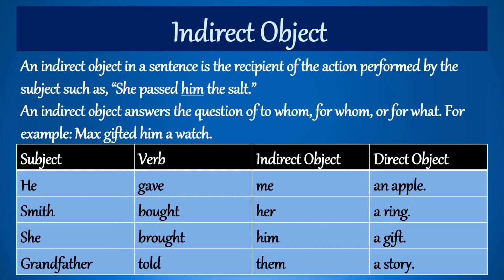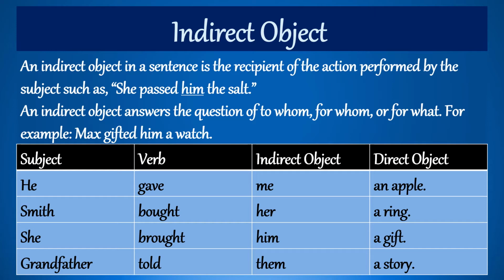In the second example, Max gifted him a watch. In this one, him is the indirect object because it is the recipient of the action, and a watch is the direct object. This is the thing which is given to him.